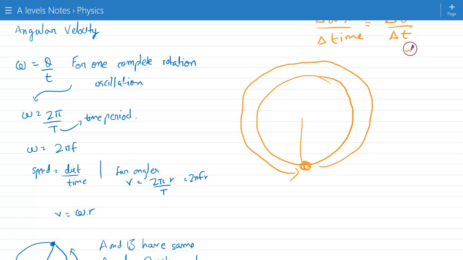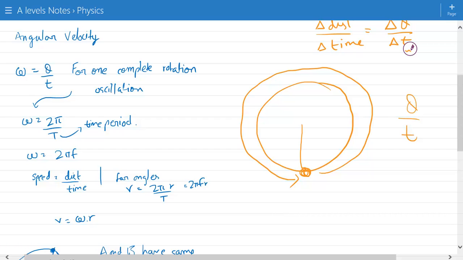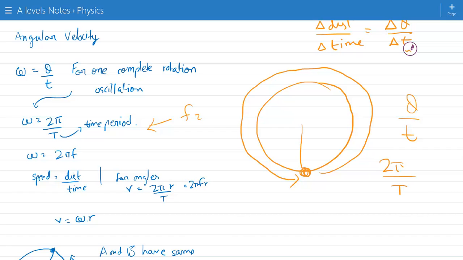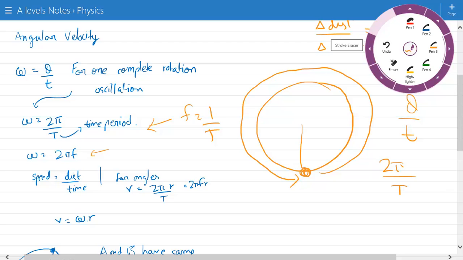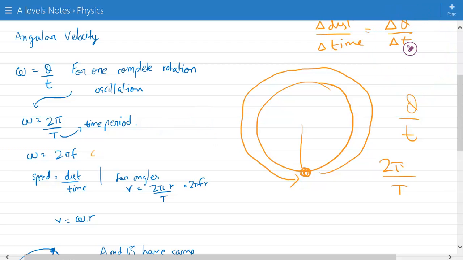So if we change our formula from theta over time period, we know that theta for a full complete revolution would be 2 pi, right? And as you know, we represent the time taken for one complete oscillation by capital T. That's where you get this equation, essentially, the time period. That angular velocity is equal to 2 pi over time period. Then if you just remember that frequency is 1 over time period, you can get to the second part of the equation. Simple derivations, nothing complicated. Right.